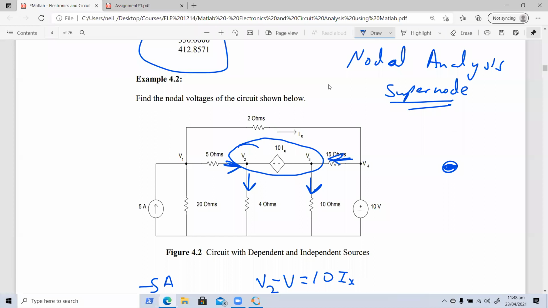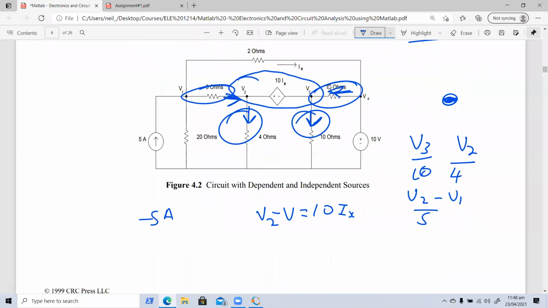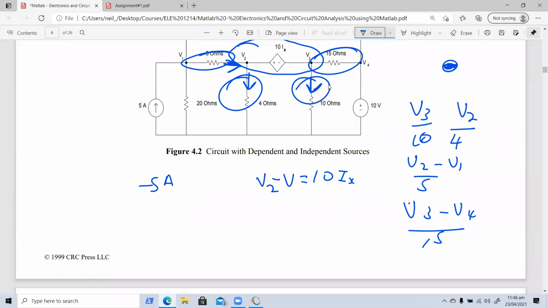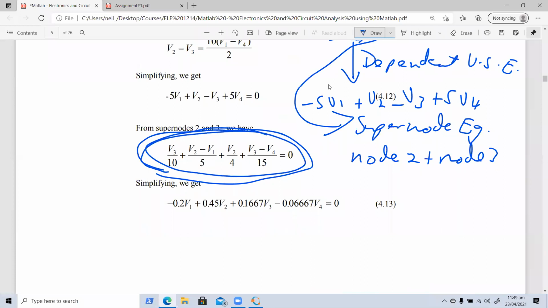So we can do things like here, we know V3 over 10, right? Here, we know V2 over 4, right? Here, we know V2 minus V1 over 5. Here, we know V3 minus V4 over 15, right? And then we know that the sum of that is supposed to be equal to 0. Of course, we take directions into consideration, right? So these here are going to be negatives, and this here is going to reverse. Instead of being V1 minus V2, it's going to be V2 minus V1, right? And we add them up and equate them to 0. So this is what we have here. And then we simplify and we get this, right?